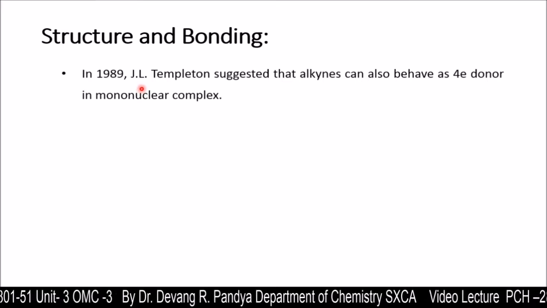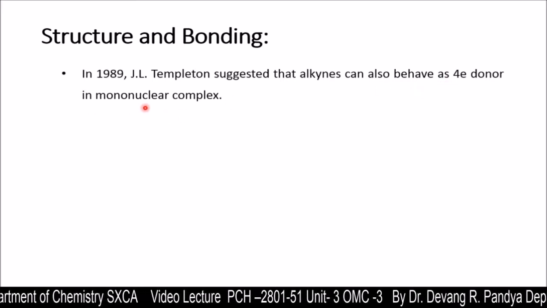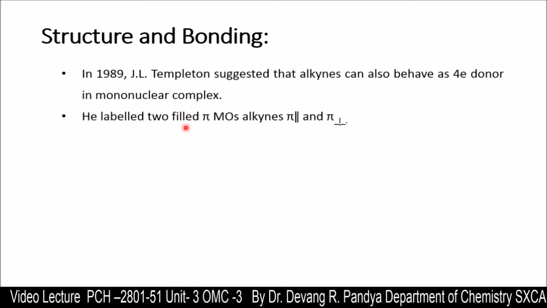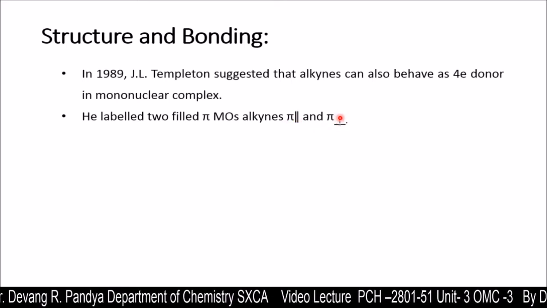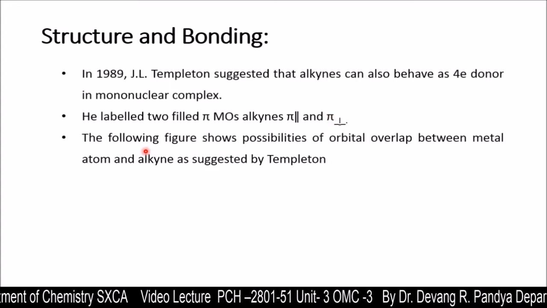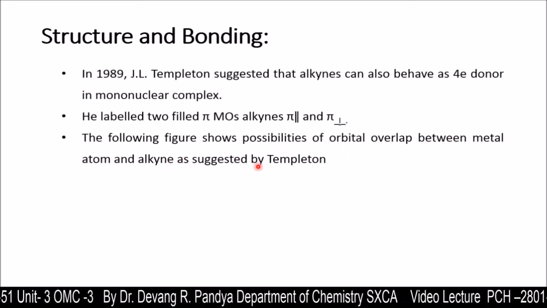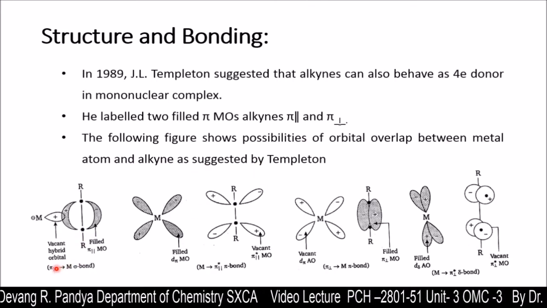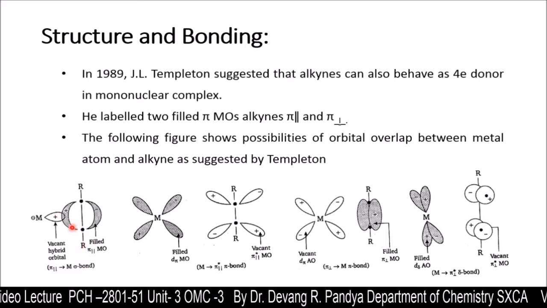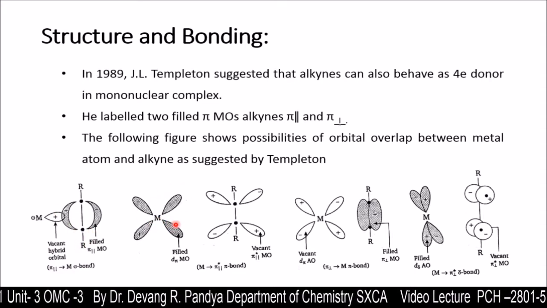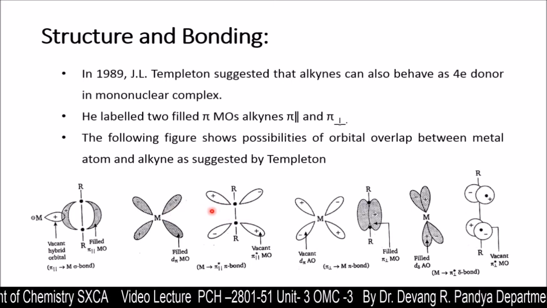In 1989, J.L. Templeton suggested that alkynes can also behave as 4-electron donors in a mononuclear complex as well. He labeled the two filled pi molecular orbitals of alkyne. One is a parallel pi and the other one is a perpendicular pi. In the following figure, you can see the possibility of orbital overlap between the metal atom and alkyne as suggested by Templeton. So here, according to Templeton, this pi electron is parallel to the metal. So pi parallel to metal forms a sigma bond. Here you can see that the metal has a filled d orbital and the ligand has a parallel pi antibonding orbital, and this interaction is going to form pi back donation.